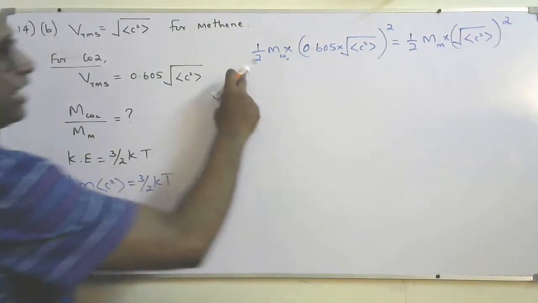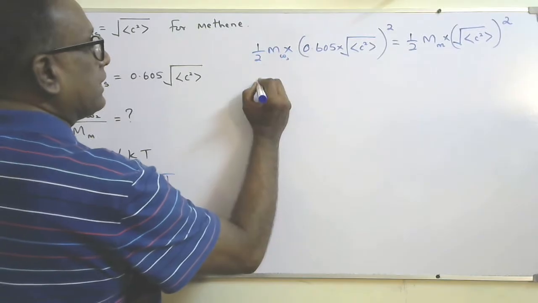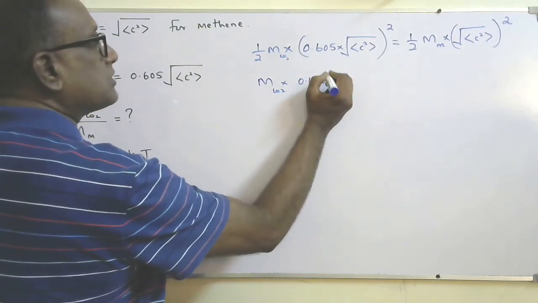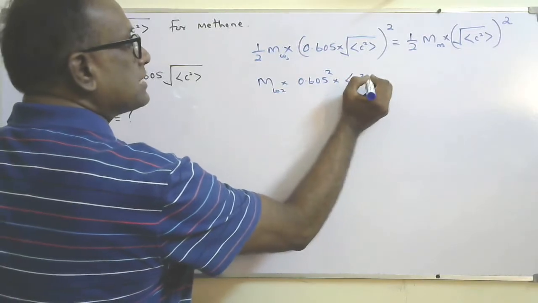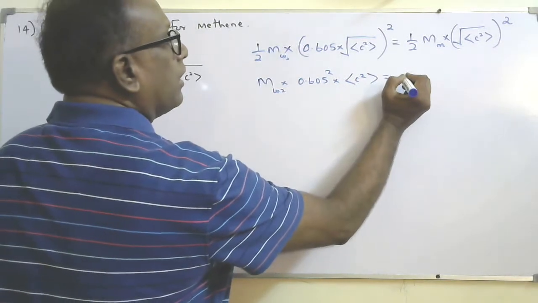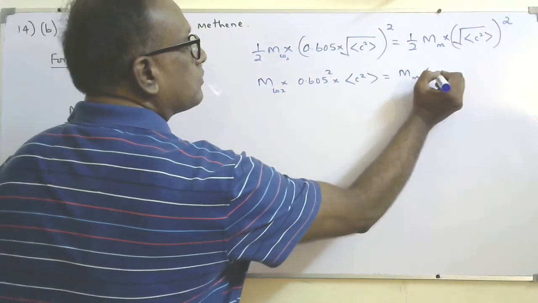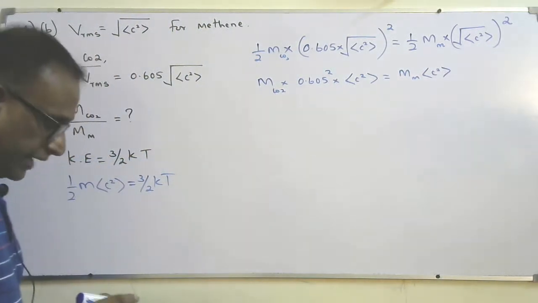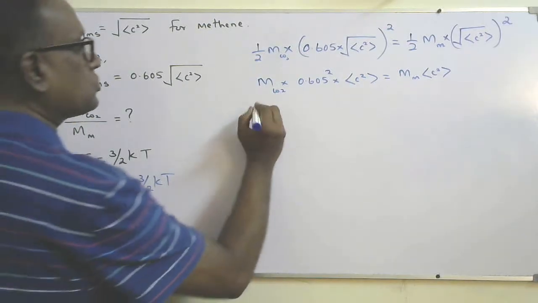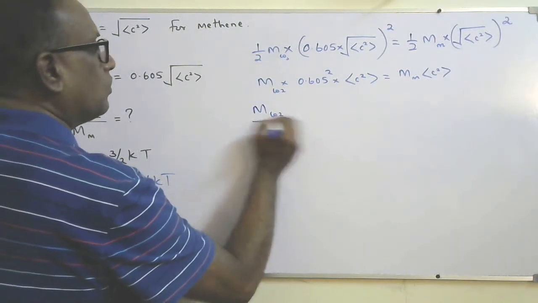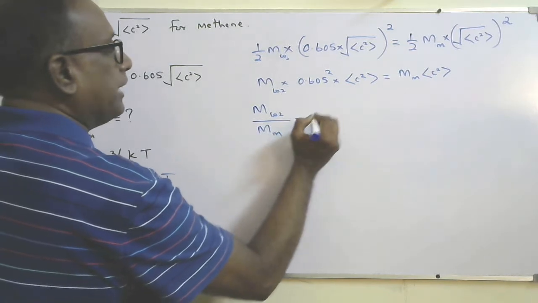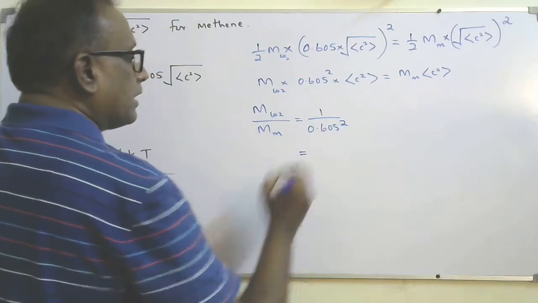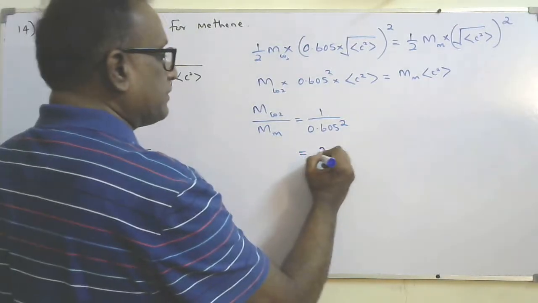Okay, so solve it. Half will get cancelled. So here m_CO2 times 0.605 squared into c squared equals m_m c squared. So c squared will get cancelled. The question is to find the ratio of mass of CO2. So m_CO2 over m_methane will be equal to 1 over 0.605 squared. That will be 2.73.